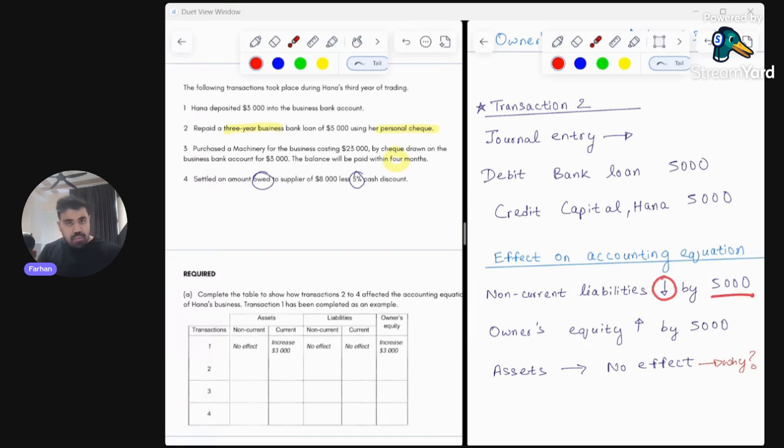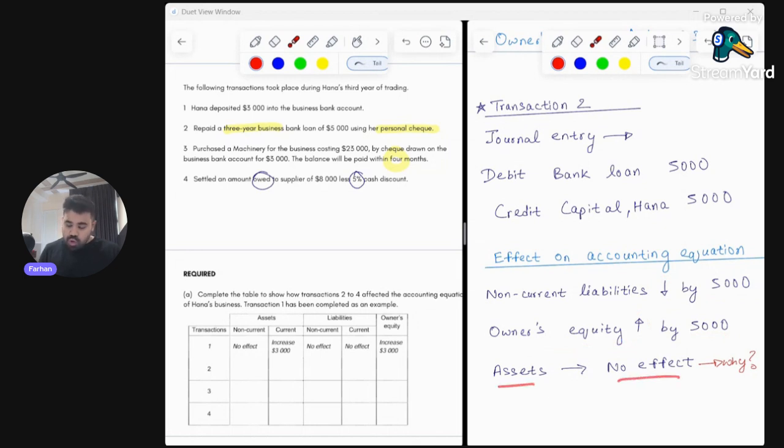And at the same time, because Hannah is using her personal funds, the capital available for investment within the business is also increasing by 5,000. Therefore, the owner's equity is increasing by 5,000. All right. Now, what about the effects on assets? There is no effect on assets.